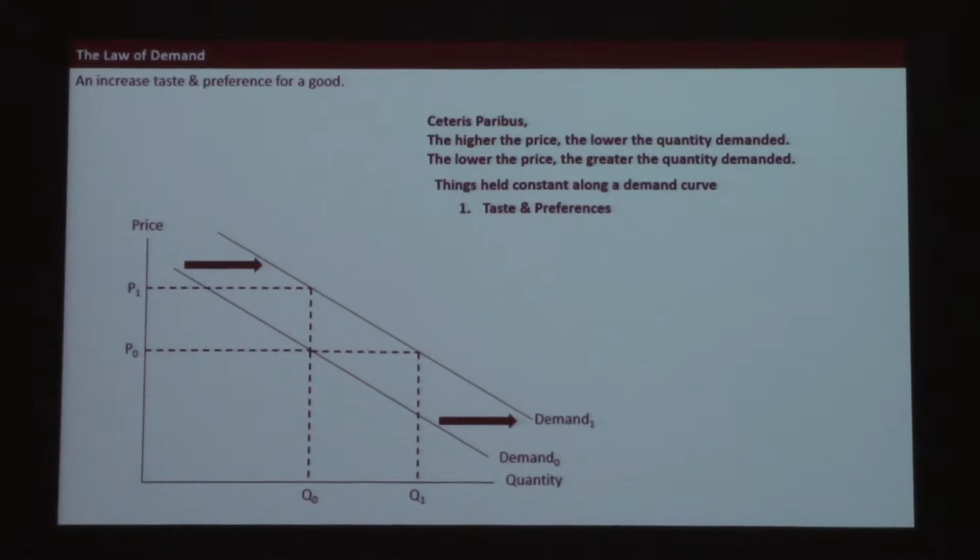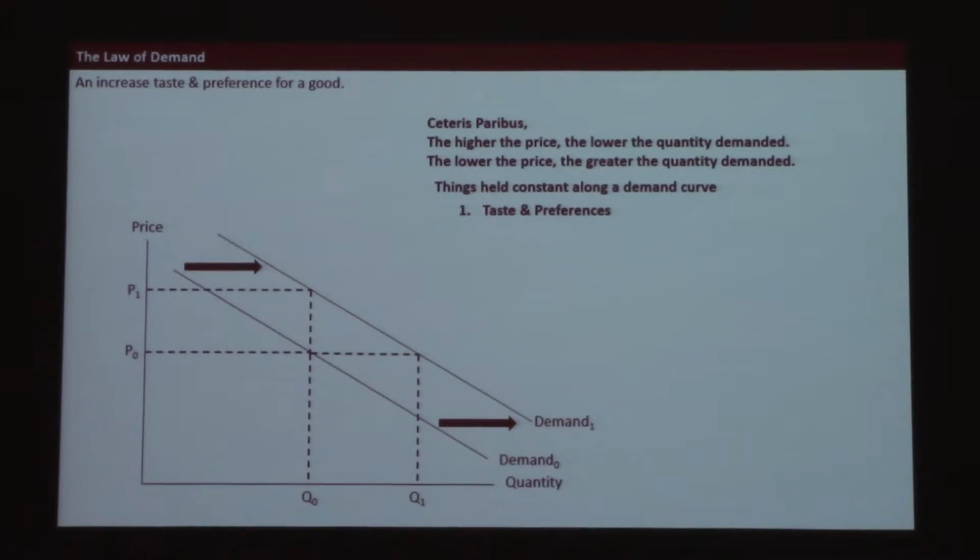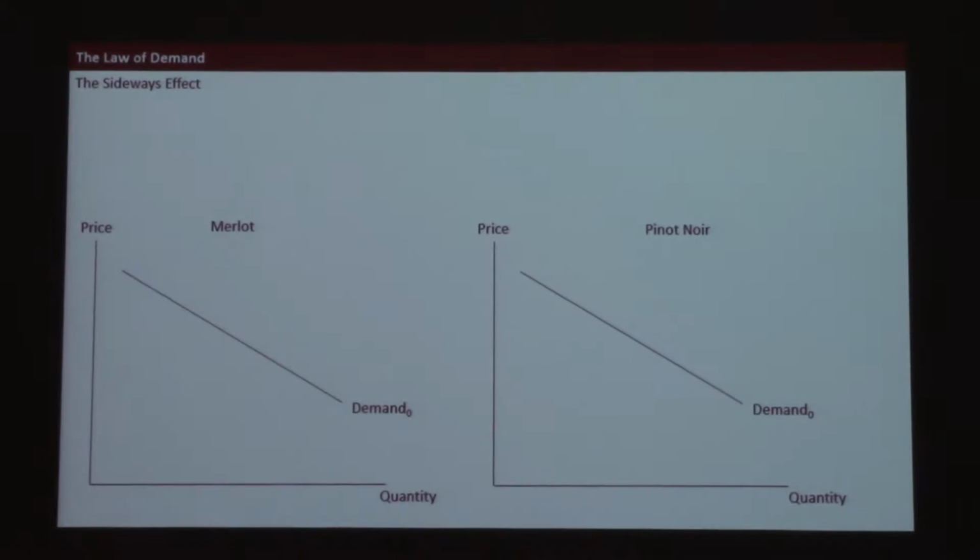But essentially, tastes and preferences are what we'll call a shifter. When tastes and preferences change, the demand curve is going to shift out. And marketing efforts, the whole purpose of marketing efforts is to try to affect people's tastes and preferences. So shift it out as well as change the slope, I guess, also. Yeah, the sideways effect. Famous paper, the sideways effect.